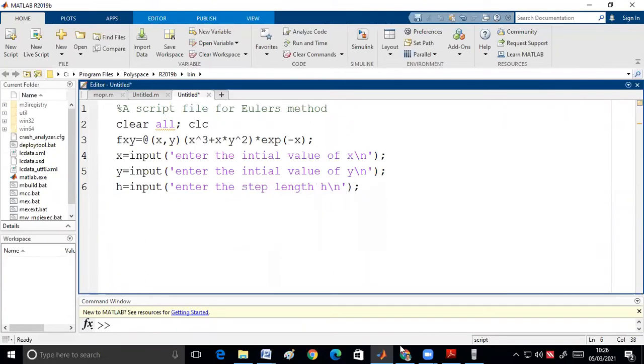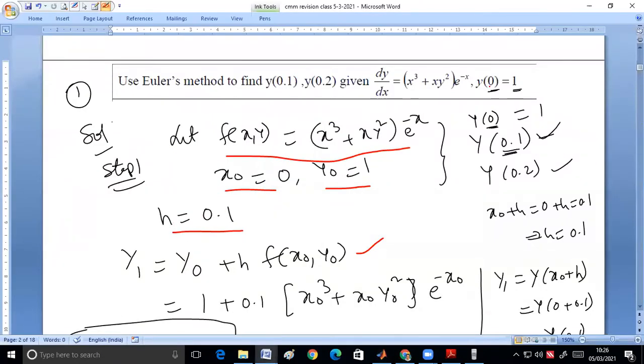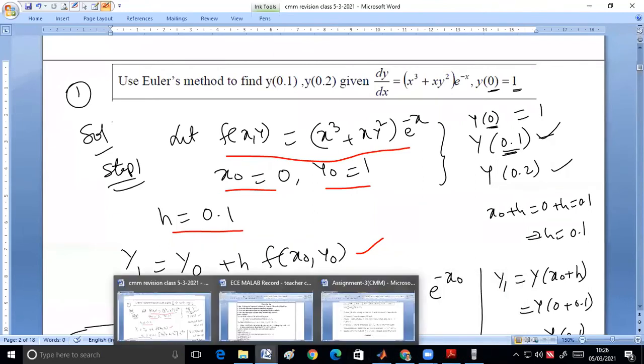Now a very important point, just observe. Here h is 0.1, we are starting from 0. We have to find two more times, 0.1 and 0.2. So for this purpose, we will apply a for loop. So first find out the n value. I will write the n value.